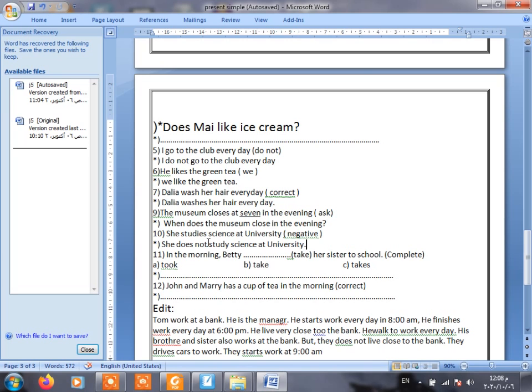Number 11. In the morning, Betty her sister to school. So he asked me to choose. Betty, it's a name. Okay.